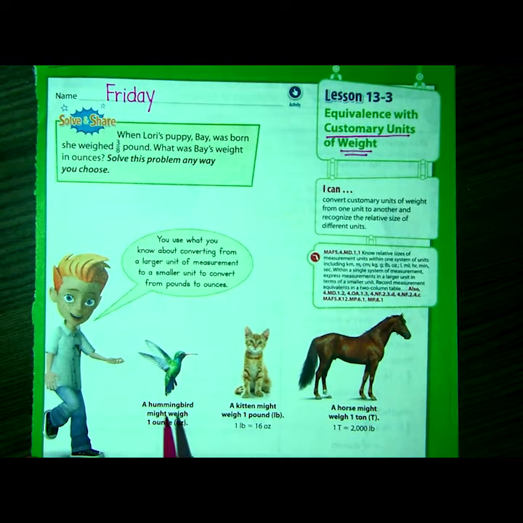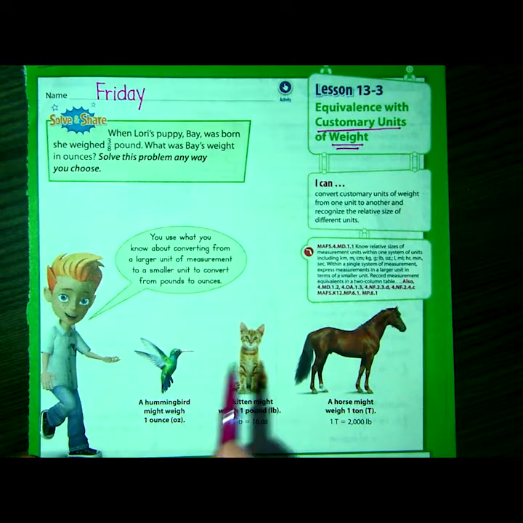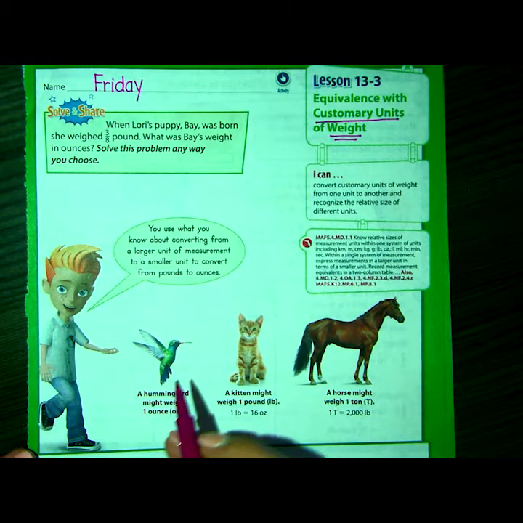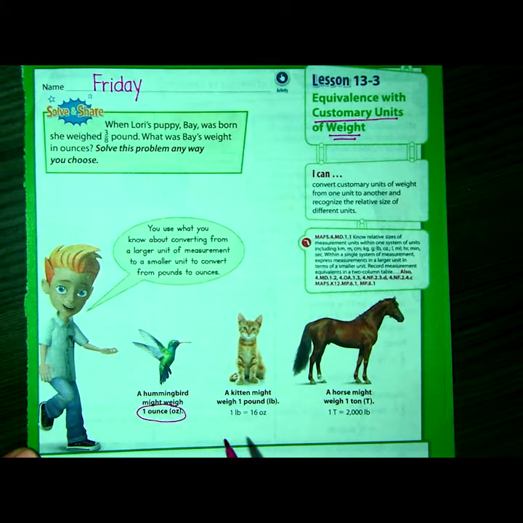So let's take a look down here. They're giving us a few photographs of different animals just to kind of give us an idea of the relative size of each of these units of measurement that we're going to be talking about today. So we're talking about an ounce, right? 1 ounce, that's about the weight of a hummingbird. If we're talking about 1 pound, a kitten might weigh about 1 pound, so just a kitten.